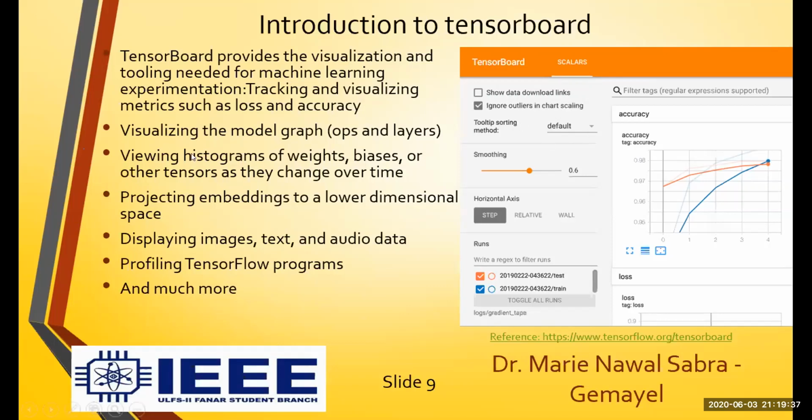So Tensorboard is going to allow me to visualize the models, the graphs, to see histograms of the weights. I can also go within the different layers and check what is happening. Projecting embeddings to a lower dimensional space, so I'm going to see them in a graph. And I can see also the diagram of TensorFlow. And this is what we are going to see later on.